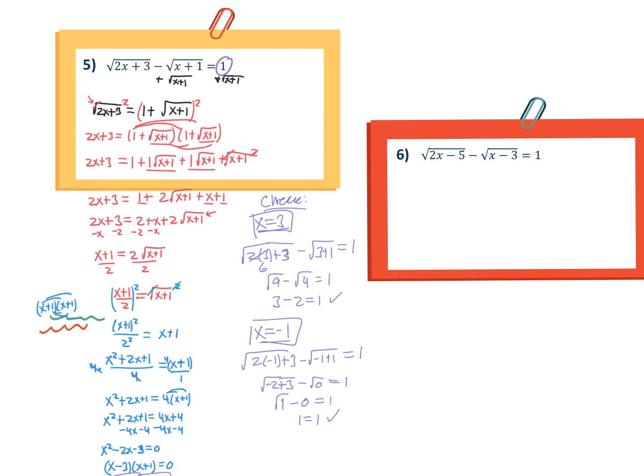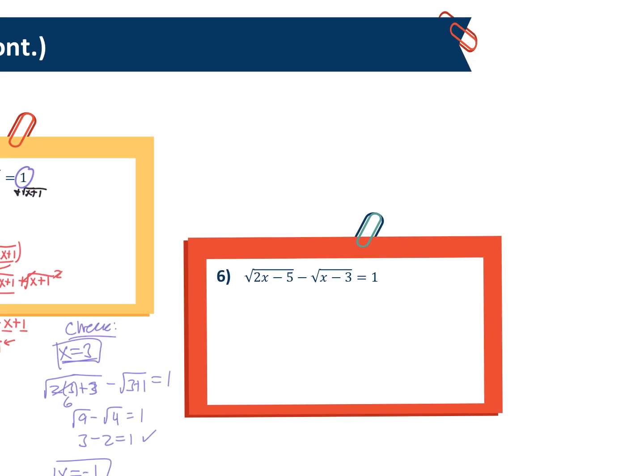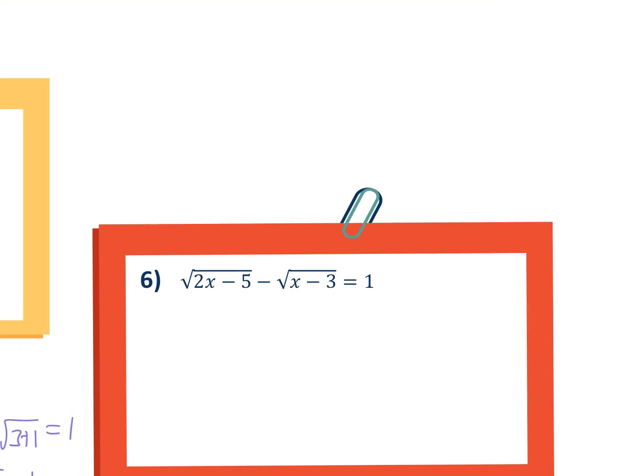All right, but let's try the exact same thing with the next one. Once again, I see two radicals. I want to just get one of them by itself. It doesn't really matter which one we do, but the one that's already negative might be a little bit easier to move. If I just add it to both sides, that's going to make one of my radicals already isolated. So adding the square root of x minus 3 is going to get rid of it on this side, and you're left with the square root of 2x minus 5 equals 1 plus the square root of x minus 3.